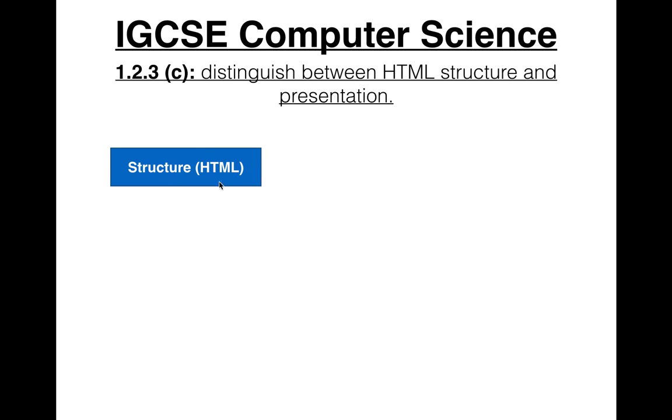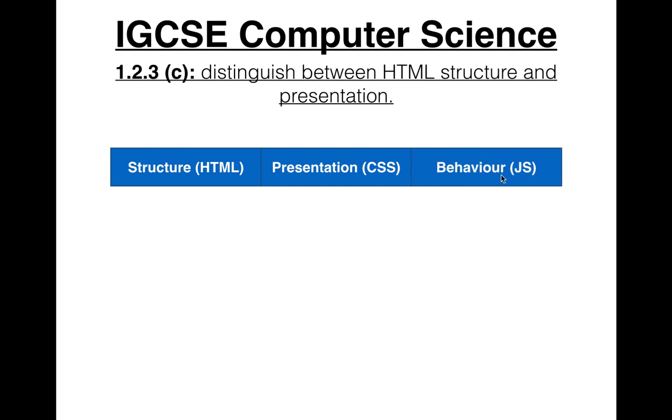So we'll first start with structure. Structure is basically the HTML file itself, and remember that we're talking about web pages here. HTML is the main file in any web page. The next is presentation, so CSS files, which is basically how it's presented. And then there's behavior, which is a JavaScript file, which is the logic, so how it works.